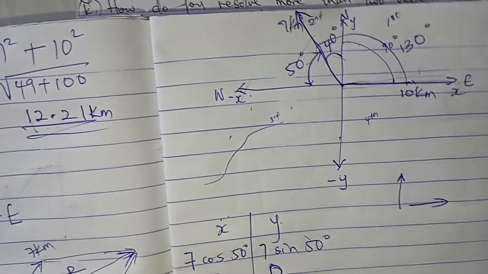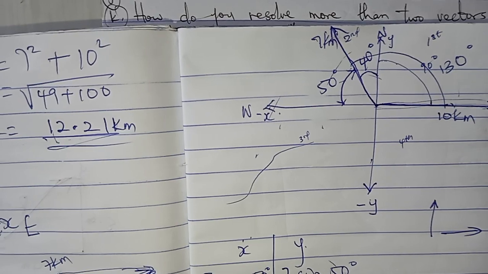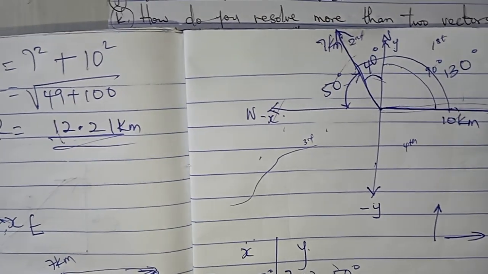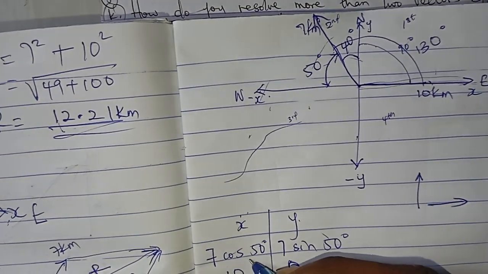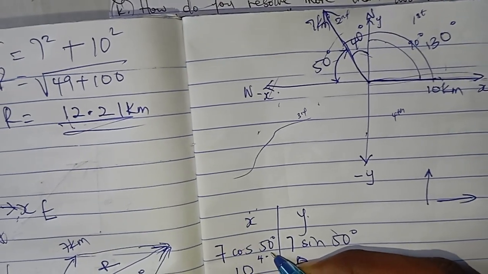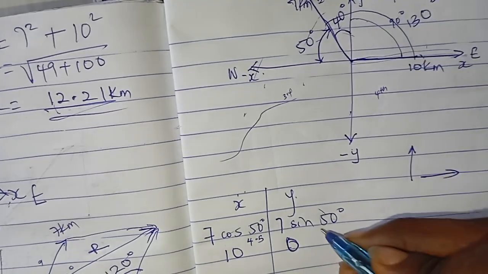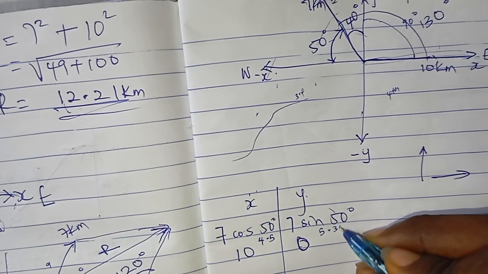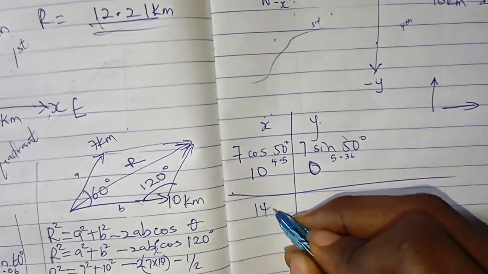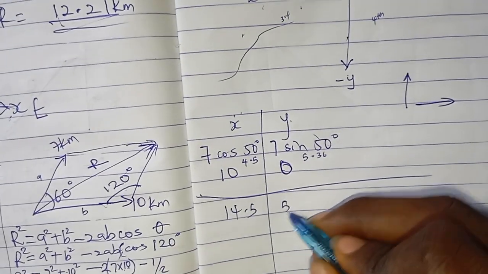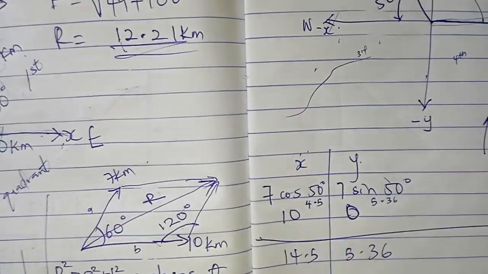So do it. Let's get 7 cos 50. I get 4.5. Then let's do 7 sine 50. I get 5.36. So by the time you add it up, you get 14.5 here. Then here you get 5.36.